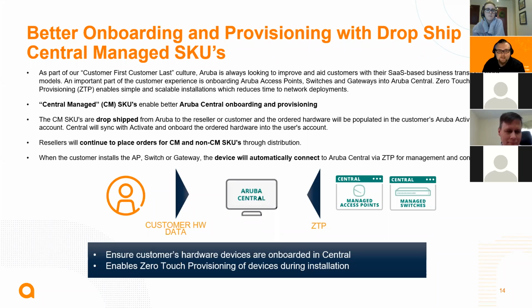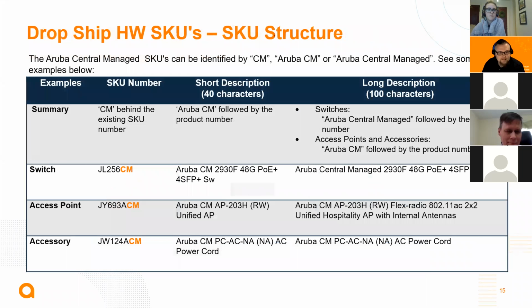So what Aruba did is created special SKUs, just delineating a CM at the end of the SKU, as this chart shows here. So you have your specific part number, and then a CM at the end of the part number that all it's designating is central managed, and it's going to be shipped from Aruba. And when you get it on site, you just plug it in. It's already going to be provisioned in your account. You already had the ability to provision your configurations, and it's just going to work like magic, auto magic.